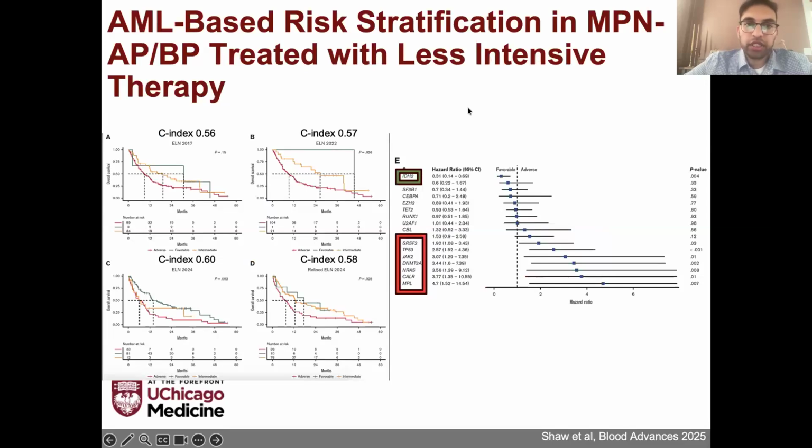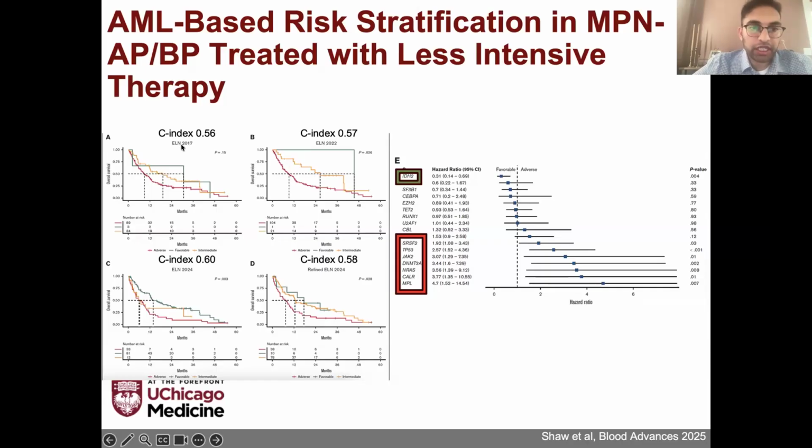The other thing I'll note is we tend to use risk stratification tools that are developed for patients with AML and try to apply them to those with accelerated and blast phase disease. And while they are somewhat helpful, favorable risk patients by these scores tend to do better than those with high risk disease. These scores leave a lot to be desired as well.